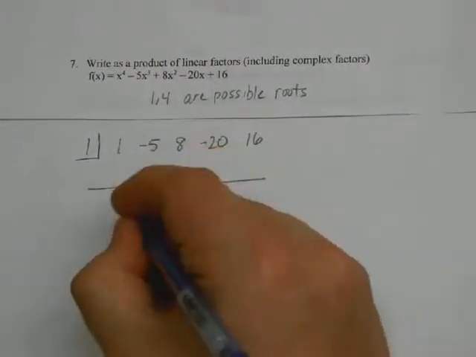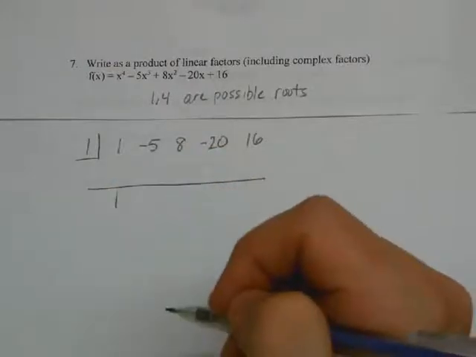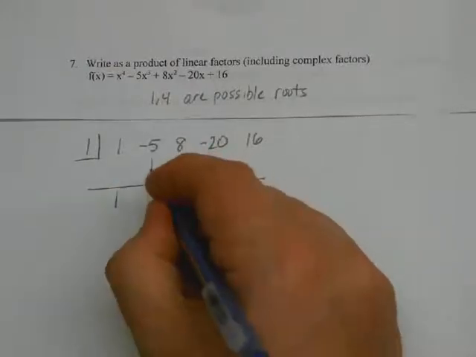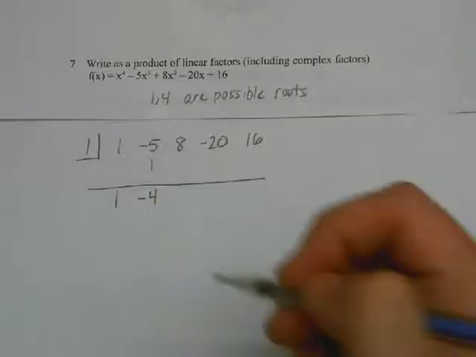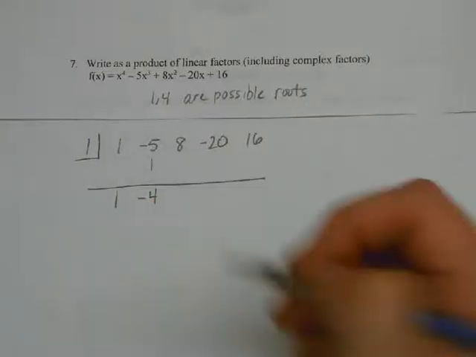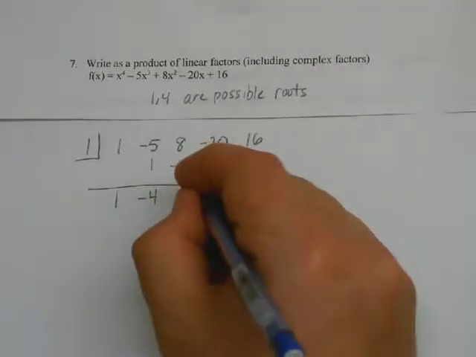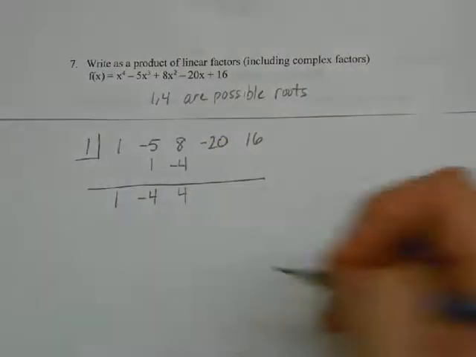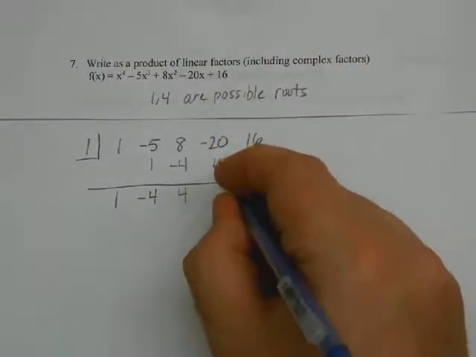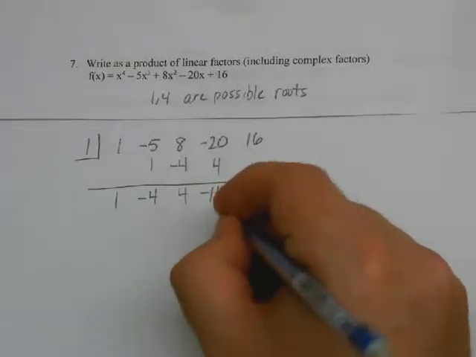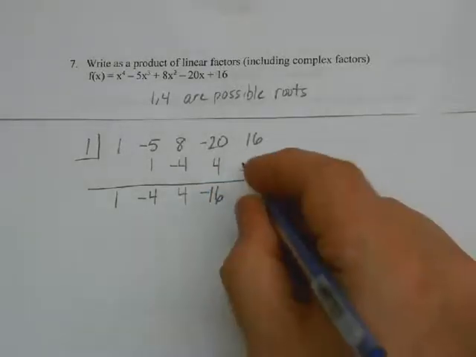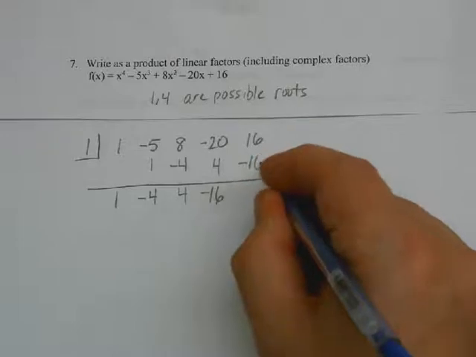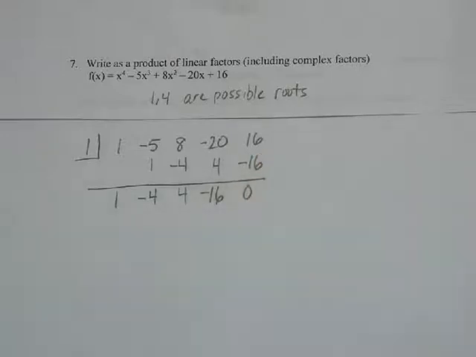So we bring down the 1. 1 times 1 is 1. 1 times negative 4 is negative 4. 4 times 1 is 4. And 1 times negative 16 is negative 16. So we know that 1 is a 0, so x minus 1 is a factor.